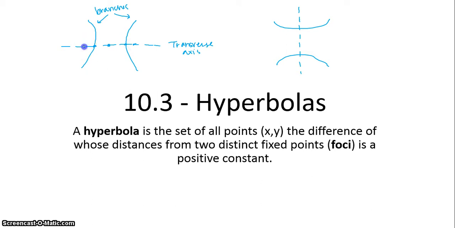And basically what we're saying with this down here is if I have a point on either branch, the distance to this focus, which is d1, and the distance to that focus, if I subtract them, so d2 minus d1, that is going to stay constant no matter what point I'm looking at. So that is a constant value.